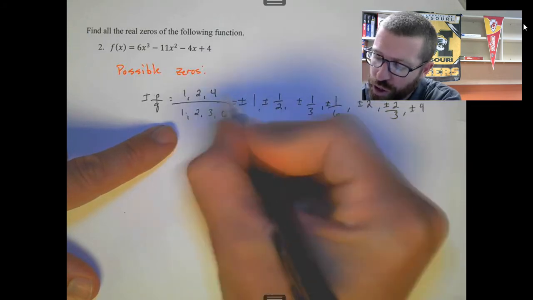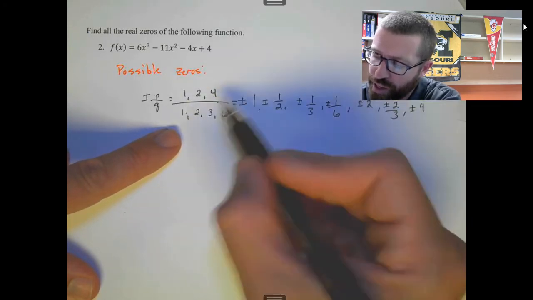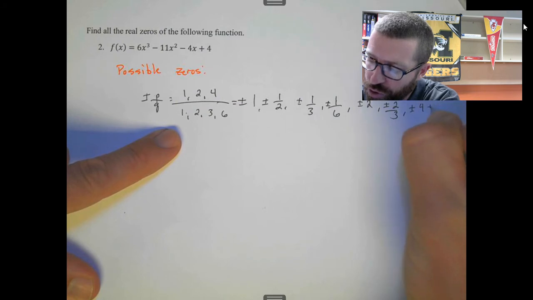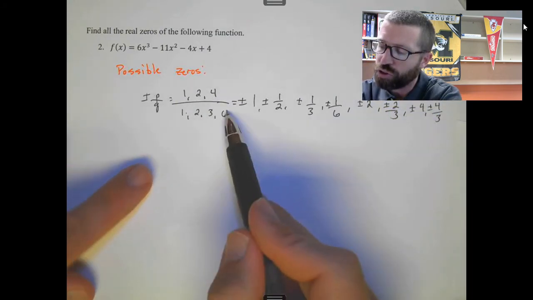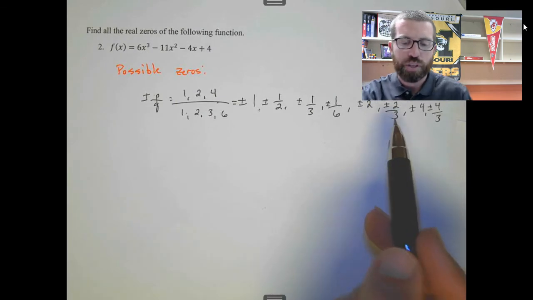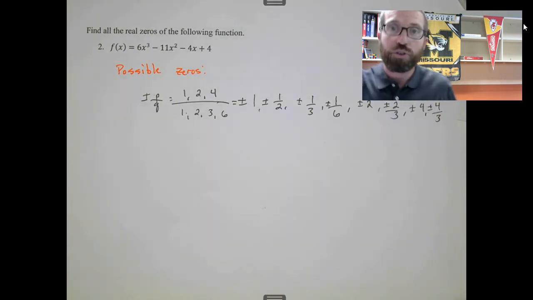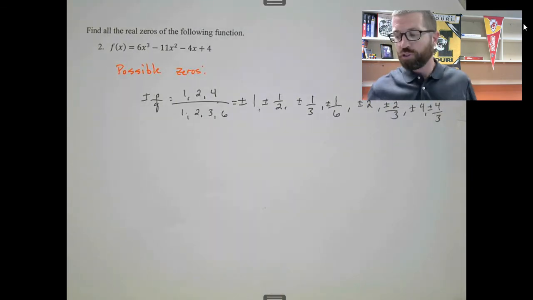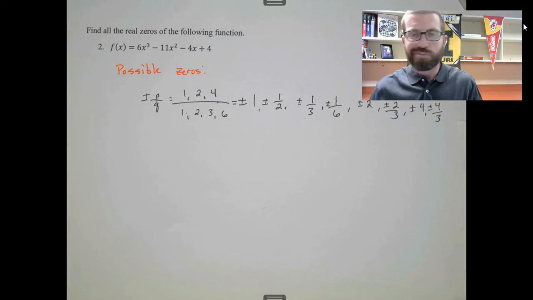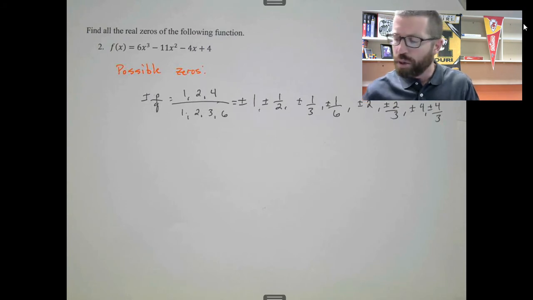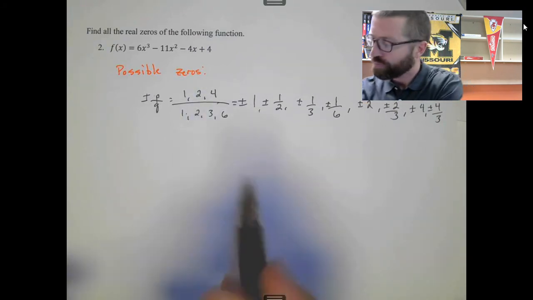4 over 1 is 1. 4 over 2 is 2. We already have that. 4 over 3 is 4/3. And then 4 over 6 is 2/3, which we already have. Okay, so those are all the possible zeros. So if you ask for the possible ones, list all those out. It's kind of a lot to list them out, but hopefully you don't have too many factors here.